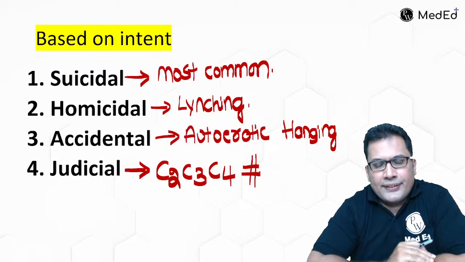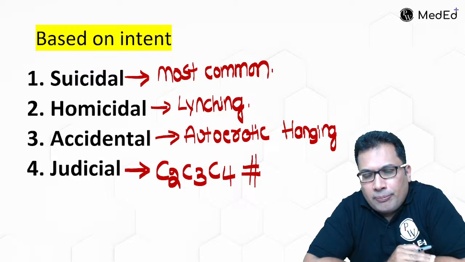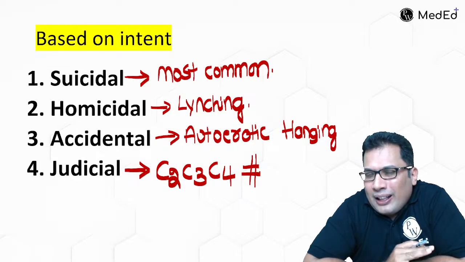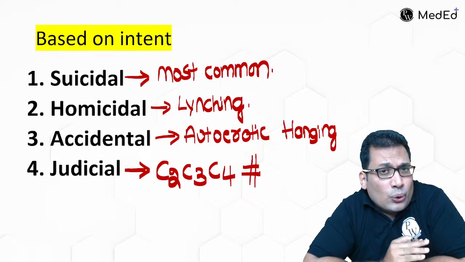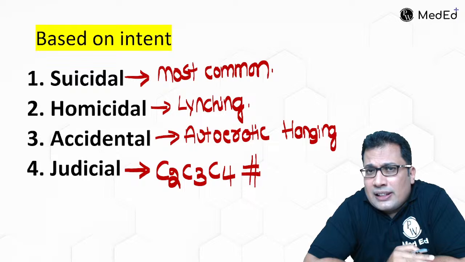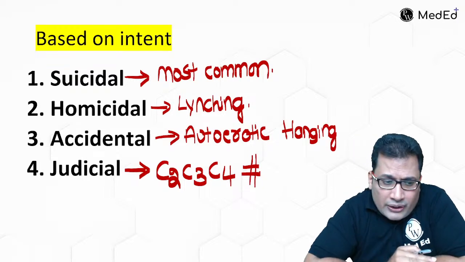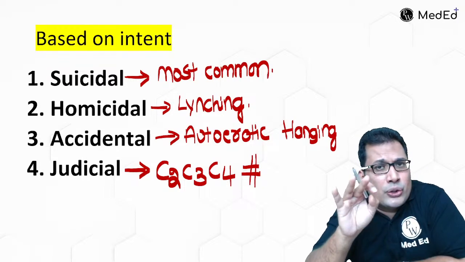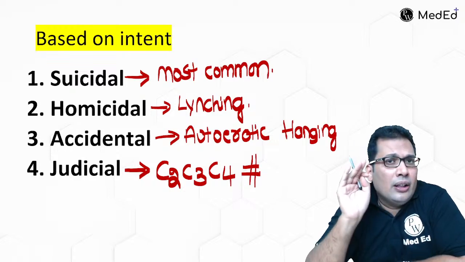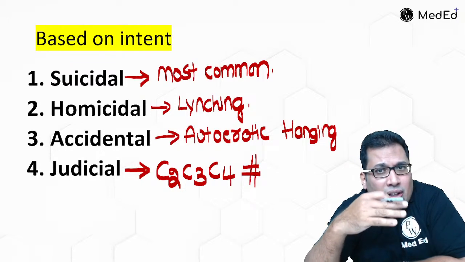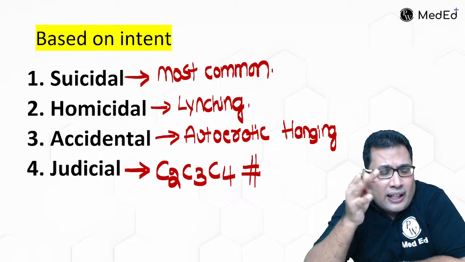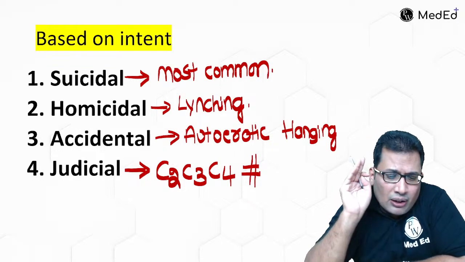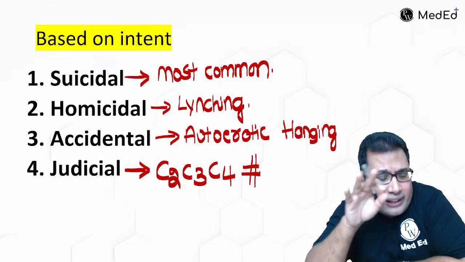So I'll repeat again, guys. In the exam, you need to write a proper definition. So hanging is a type of asphyxia characterized by an oblique ligature mark around the neck. And A is equal to CPC: A, that is asphyxia, C for cyanosis, C for congestion, P for petechial hemorrhages. Classification of hanging based on the knot position: typical, atypical. Based on the suspension: complete hanging, partial hanging. Based on the intent: suicidal, homicidal, accidental, judicial. The commonest one is suicidal. Homicidal hanging is known as lynching.